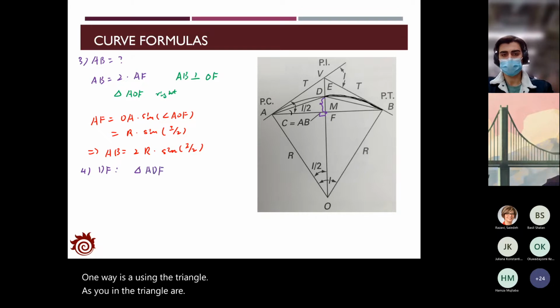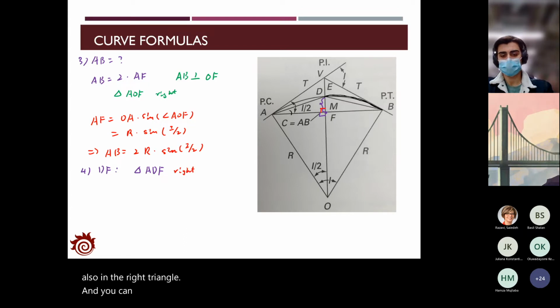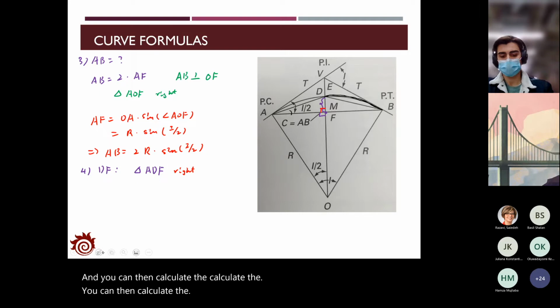As the line O to F is perpendicular to the line A to B, the triangle ADF is also a right triangle, and you can then calculate the length of DF as AF times tangent of the angle DAF.